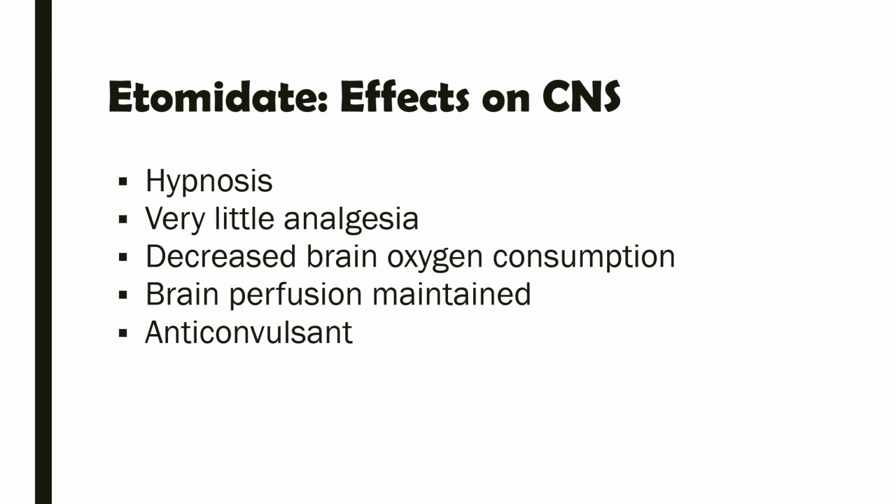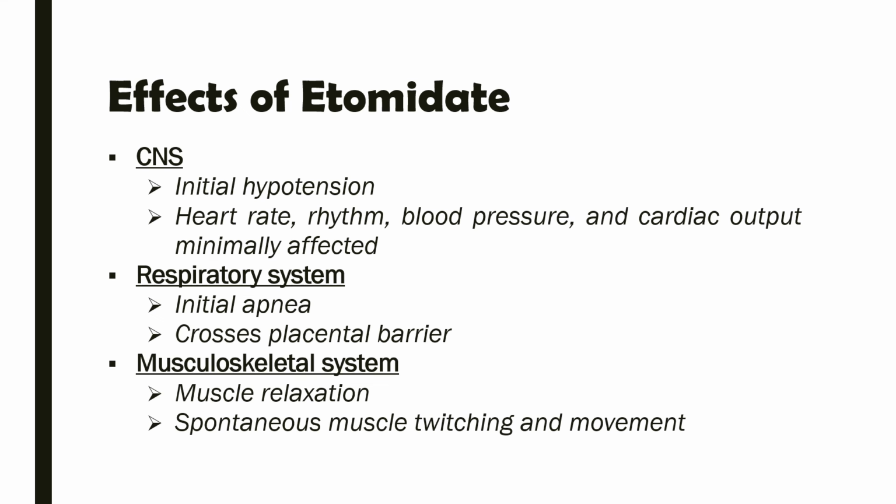Effects on the CNS: it can induce hypnosis. It has very little analgesia, decreases brain oxygen consumption, maintains brain perfusion, and is also an anticonvulsant. It can cause initial hypotension, and there is minimal effect on certain heart parameters such as heart rate, rhythm, blood pressure, and cardiac output. For the respiratory system, it can cause an initial apnea, and it is able to cross the placental barrier. For the musculoskeletal system, it can induce muscle relaxation and spontaneous muscle twitching and movement.